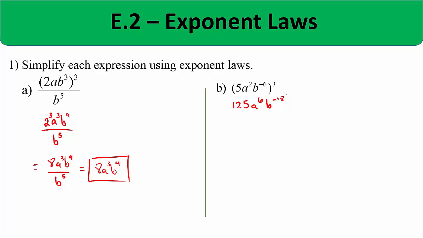Now the reason this one takes an extra step is because we do not like negative exponents. They are not simplified. So we want to somehow simplify this negative exponent, b to the negative 18. Well, if we recall our law, we can make that exponent positive as long as we move it down to the denominator. So we're going to move this to the denominator. Our final answer is 125 a to the power of 6 over b to the power of 18. Final answer.